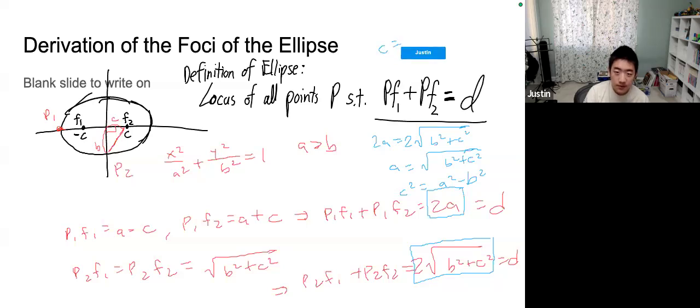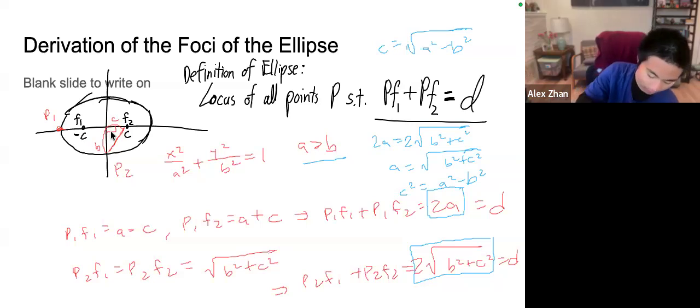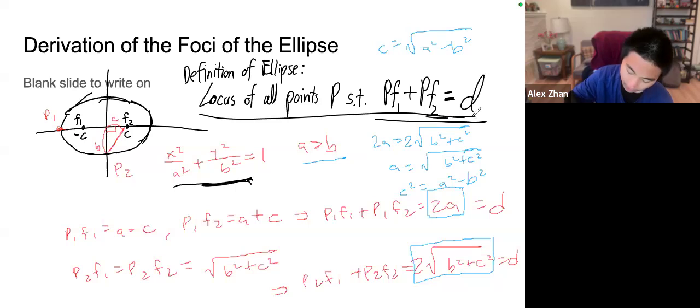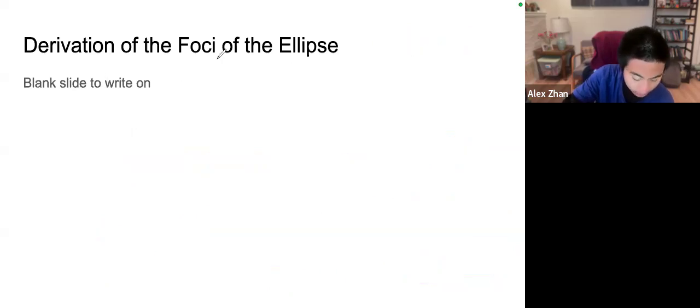Which means C equals root A squared minus B squared. And that gives you the coordinates of the foci when A is greater than B. And for A less than B, you can do something similar, and you get an expression that looks similar to that. If A is less than B, then actually the foci are on the y-axis. So this is basically the proof: given the equation of the ellipse, and this fact about the foci, this is how you derive where the foci are.